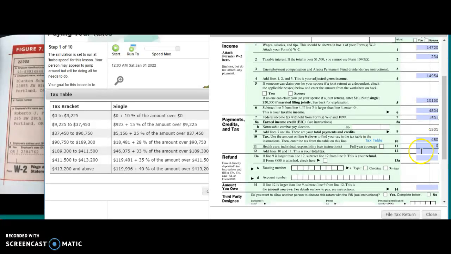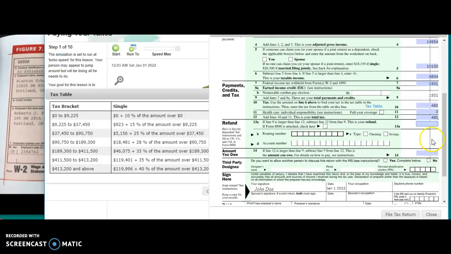Line 12 is going to ask us to add lines 10 and 11 together, and that total is just going to be $480. And then we're going to move down to 13A and 14, and it's essential we look at these correctly. If the line 9 is larger than line 12, subtract line 12 from line 9. That's your refund. That's money you're getting back. And we will put that in 13A. Now, look at line 14. If line 12 is larger than line 9, subtract line 9 from line 12. This is the amount of taxes you actually owe.